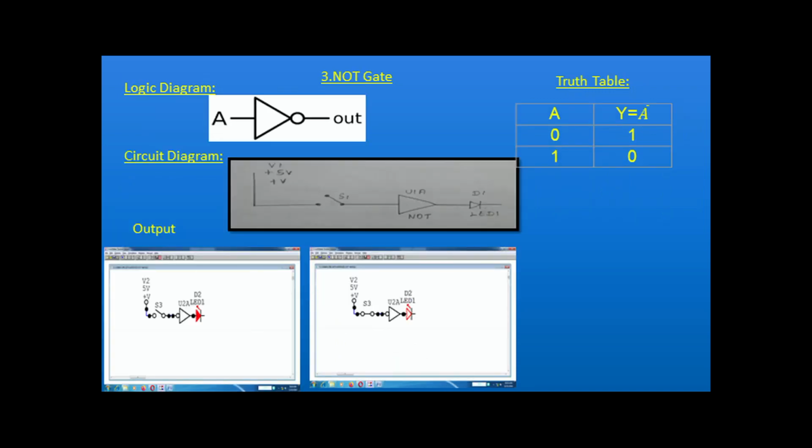Next we move on to the NOT gate. The NOT gate is a small triangle with a bubble symbol.